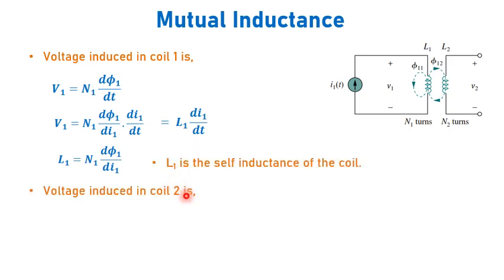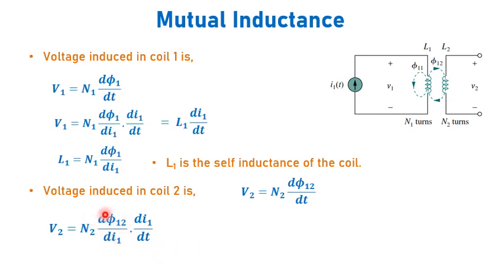Now voltage induced in coil 2. Here the flux produced by the coil 1 is linking the second coil also, therefore as per Faraday's law there will be voltage induced in second coil as well, which is given by the number of turns in the second coil. And what is the flux linking with this coil? Phi 12. So d phi 12 by dt, and this can be written as the change in phi 12 is caused by I1. Therefore d phi 12 by di1 into di1 by dt. Any change in current I1 will cause a change in phi 12. Therefore this depends on this current I1.